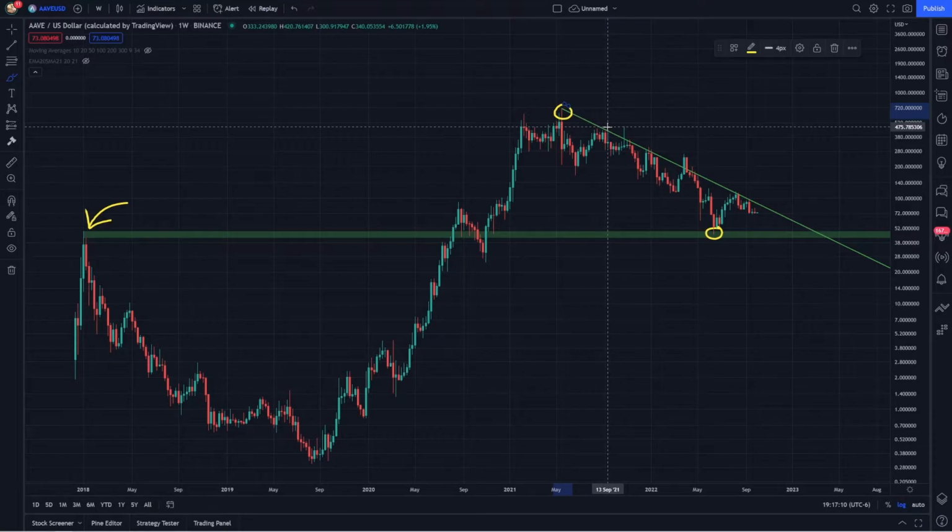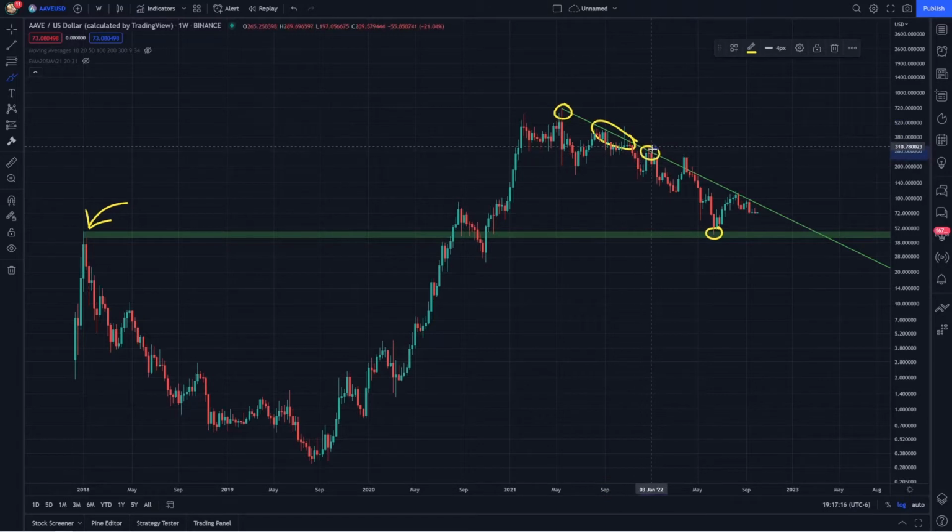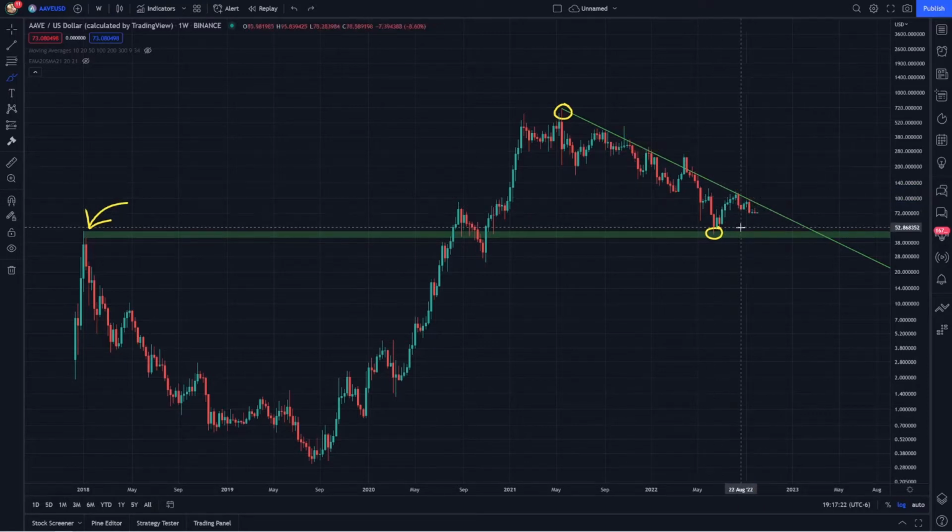AAVE has been putting in lower highs as well as lower lows. So you can see all these weekly candles coming up into this resistance, forming lower highs, and then continuing lower. So we do want to start to break that structure. And ideally, again, if we can form a higher low, a double bottom or something where we're starting to reverse, that's exactly what I want to see.